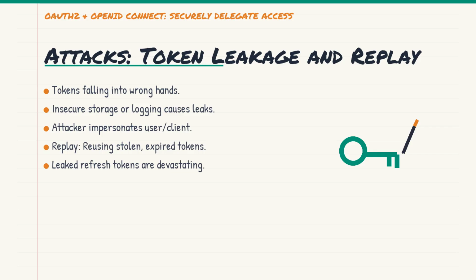Then there's token replay. While access tokens are short-lived, a malicious actor might try to reuse a stolen token if the resource server doesn't properly validate its expiry. Refresh tokens are even more dangerous if leaked, as they can be used repeatedly to generate new access tokens, effectively giving the attacker long-term access.